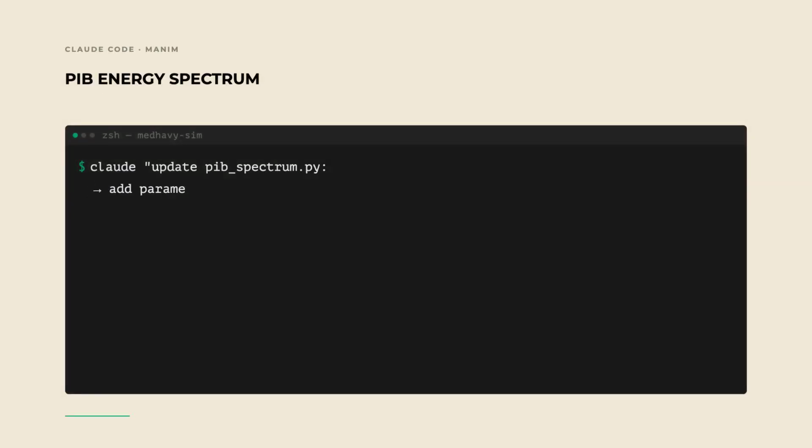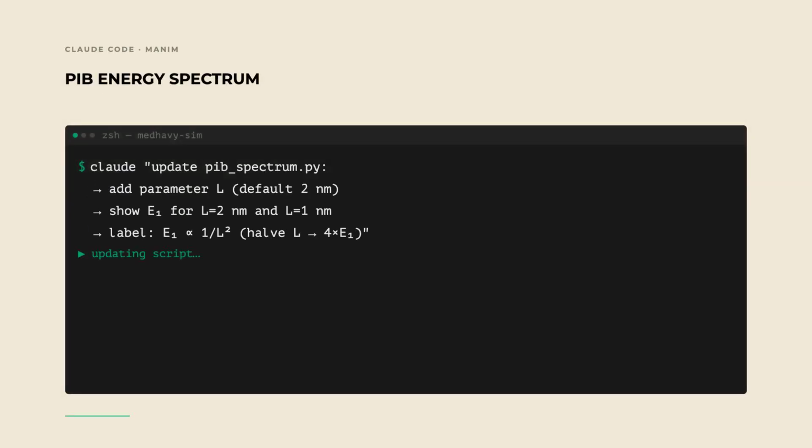Iterate, Claude, update pib_spectrum.py, add a parameter L that the user can change. Show that when L halves from 2 to 1 nanometer, E1 quadruples from 0.094 to 0.376 electron volts.